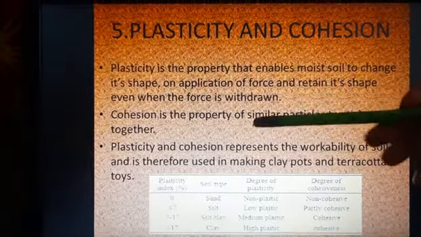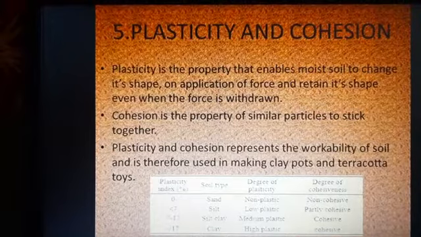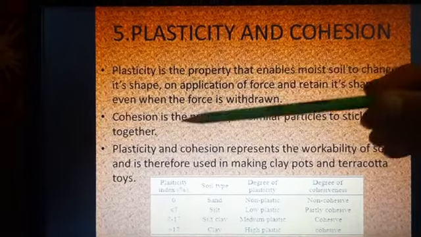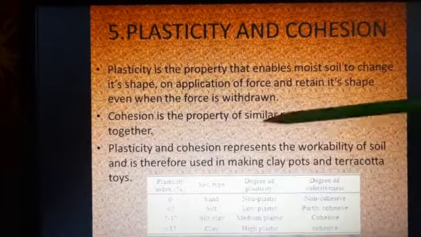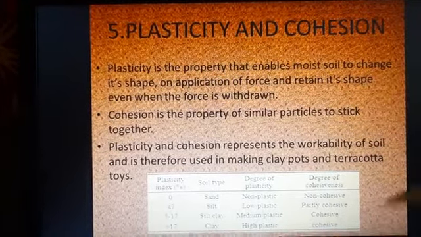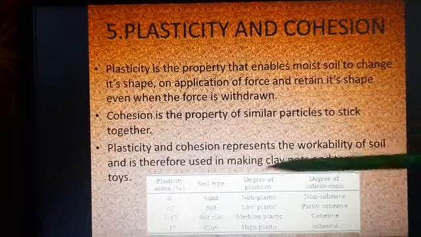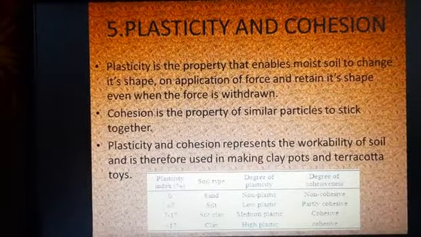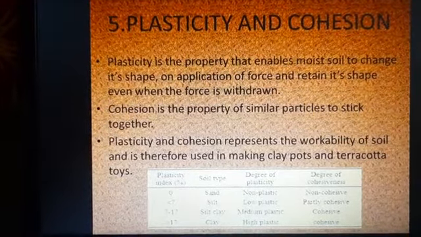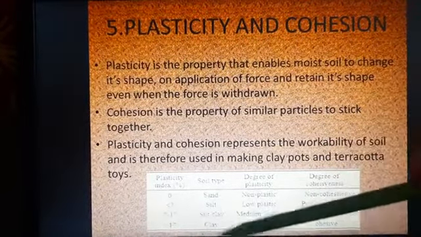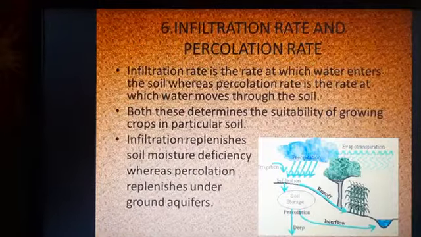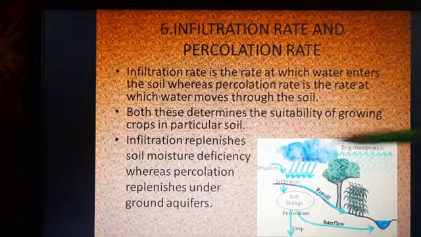And cohesion is the property of similar particles to stick together. If the particles of the soil have the ability to stick together, it is called cohesion. These two properties are helpful in making clay pots and terracotta toys. If soil or clay doesn't have plasticity and cohesion, it won't be possible to make clay pots or terracotta toys or clay toys. So here you can differentiate between sand, silt and clay on the basis of their plasticity and cohesiveness. Now the last property is infiltration rate and percolation rate.